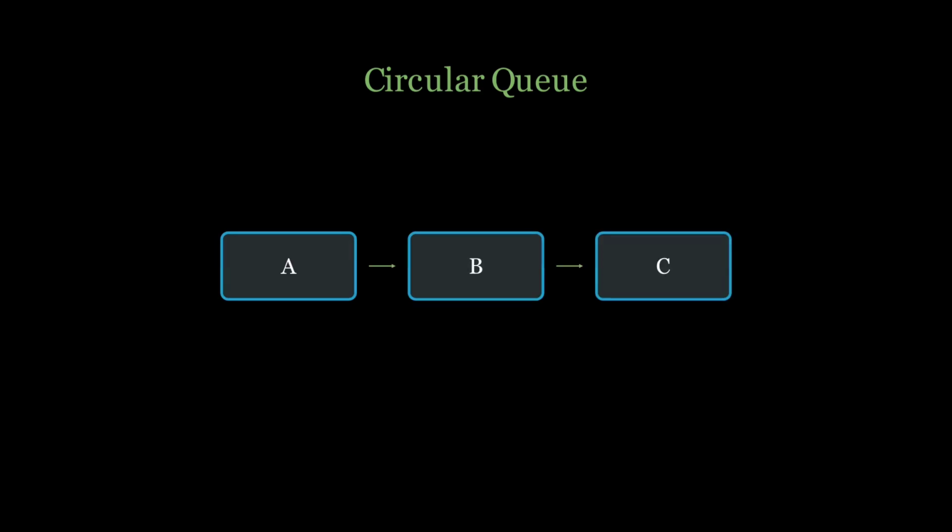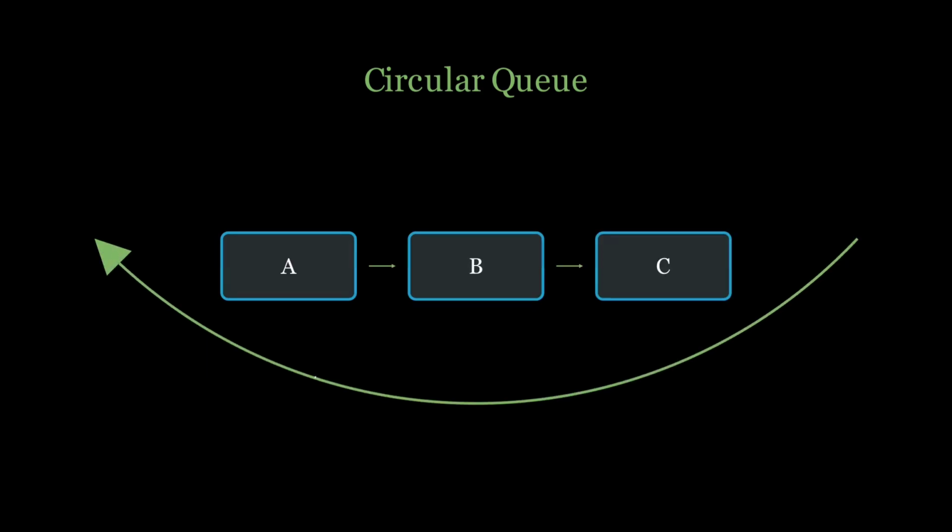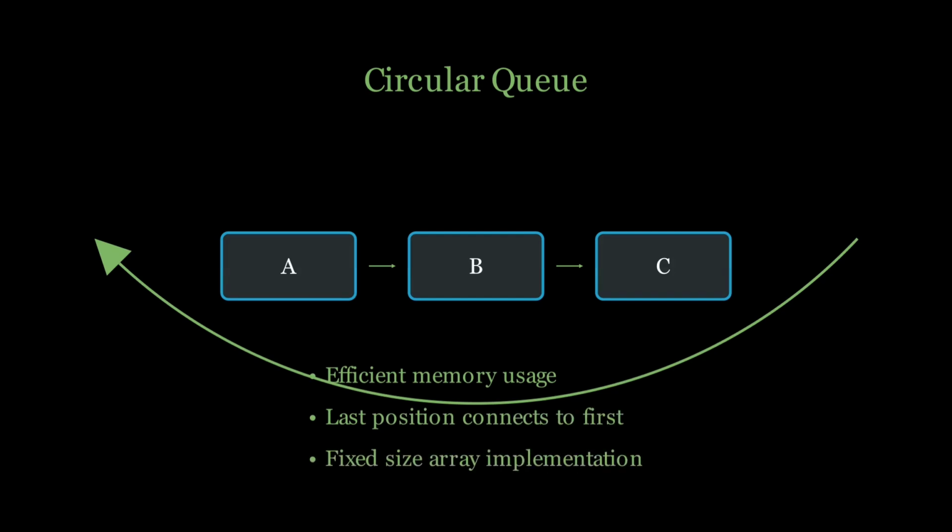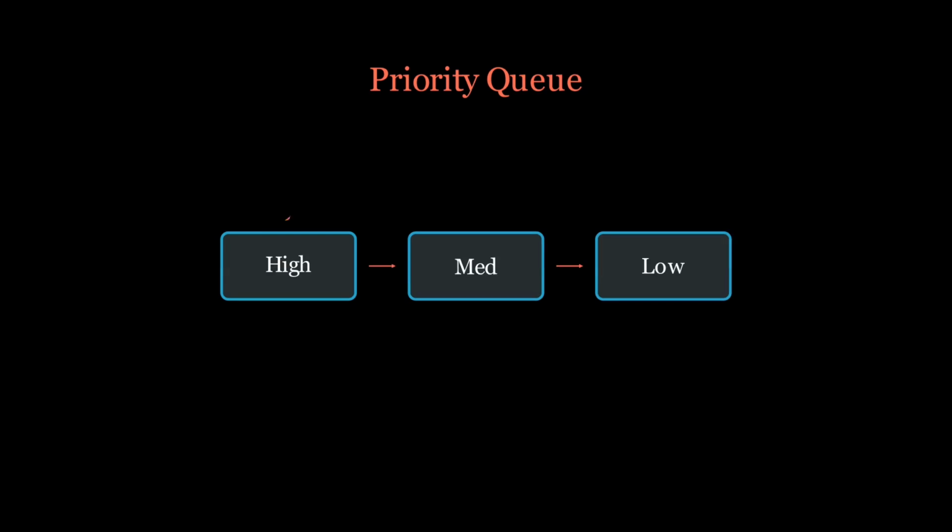And elements are always removed from the front or head of the queue. Next we have the circular queue. We notice the elements A, B and C with a crucial difference: there is a curved arrow connecting the last position back to the first. This circular structure has three advantages. It is more memory efficient as it reuses space, and the last position connects directly to the first, forming a continuous loop. And it is typically implemented using a fixed size array, making it ideal for embedded systems or memory constrained environments.